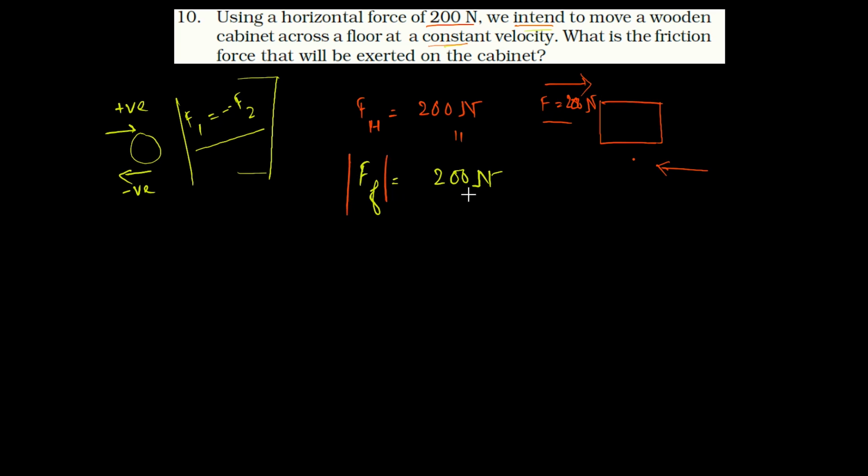Okay, so the frictional force is going to have the same amount of force that is actually given by us or some extra object that is applying in a horizontal direction. That means what you can write, F_H is equal to F_F. That means horizontal force is equal to the frictional force, that means equal to nothing but 200 Newton.